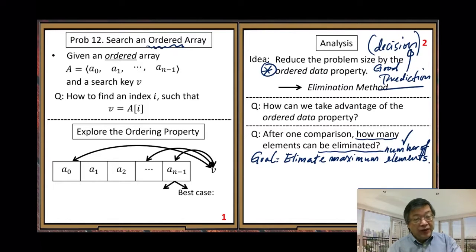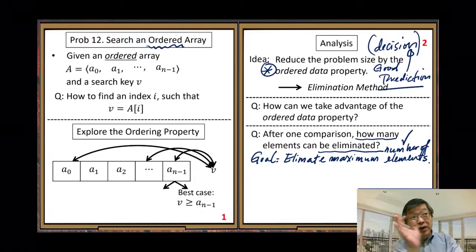When we compare V with the last element, there are two possibilities we need to consider. The first one, the best case: V greater or equal to A sub n minus 1. Why do we say this is the best case? Because we can make our conclusion immediately. If V equals A sub n minus 1, we find the element we want. But if V is strictly greater than A sub n minus 1, our conclusion is also straightforward: V does not appear in the given array.